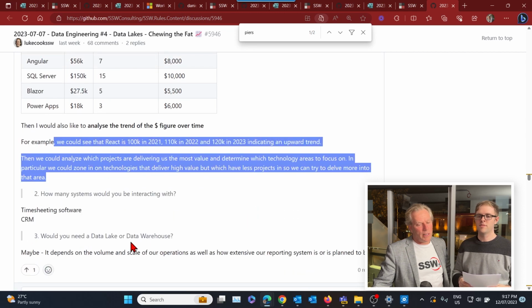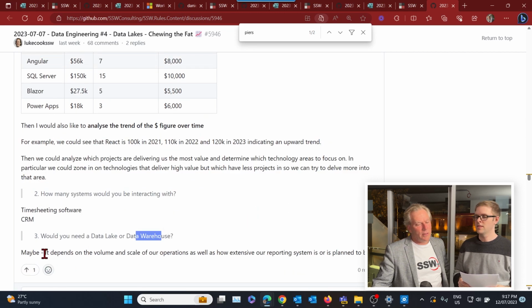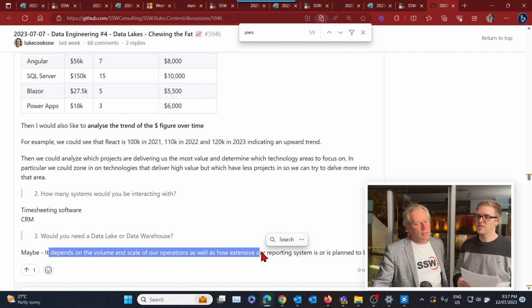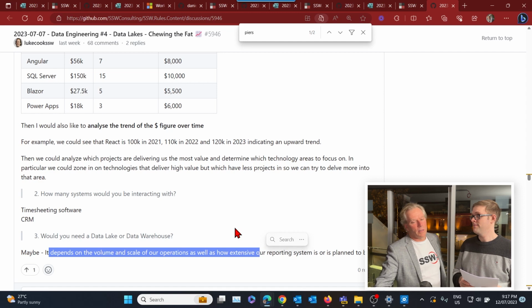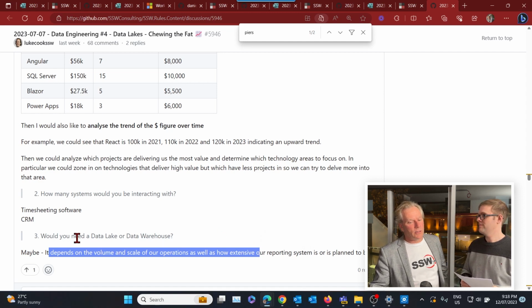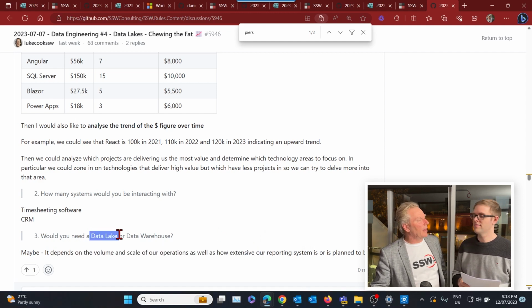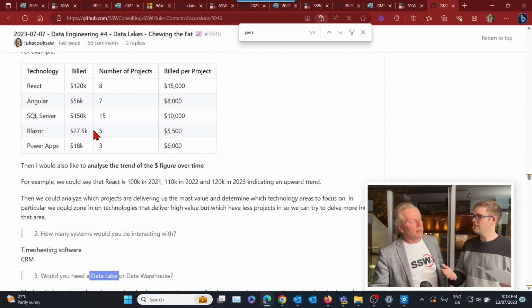And I'm going to guess you only need data warehouse for yours, don't you? I guess it depends on the volume and the scale of our operations, as well as how extensive our reporting system is planned to be. Well, it depends whether you need any unstructured, or other stuff that's not in the warehouse, but all that stuff would be in the warehouse. If we were to use SSW as an example, we'd get away with a data warehouse, or maybe even just what we've got at the moment, which is nothing.